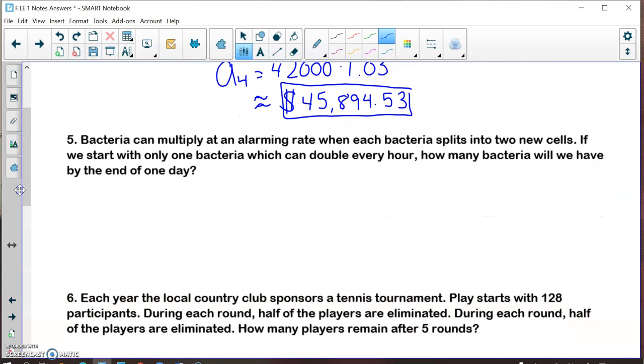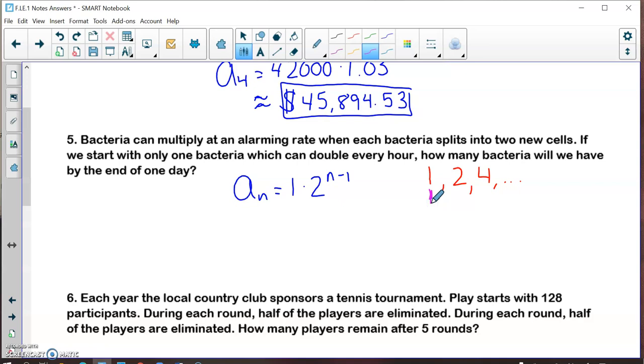All right, looking at number 5. A reminder for this problem, we started with 1 bacteria and we doubled every hour. We want to figure out how many bacteria we will have by the end of the day. Now, here's my sequence: 1, then times 2 would be 2, then times 2 would be 4, and so forth. Now, the first term was 1.